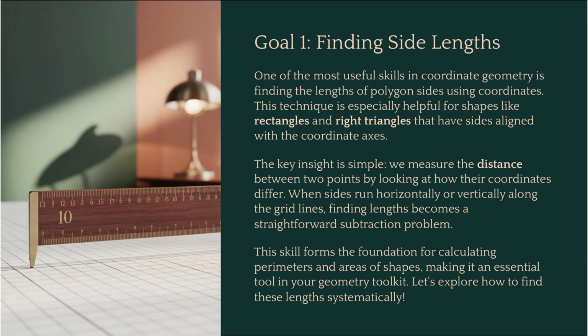Our first main goal is to use these coordinates to figure out the side lengths of the polygons we draw. For rectangles and triangles that are lined up with the grid, the side lengths are just the distance between the coordinates. We don't need a ruler. The coordinates tell us everything we need to know.